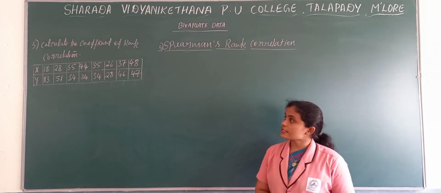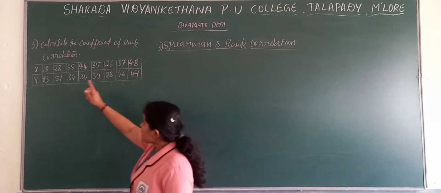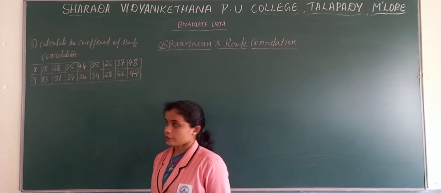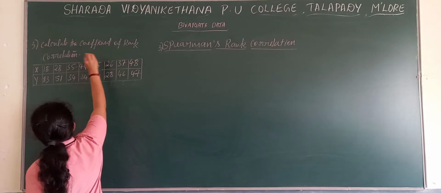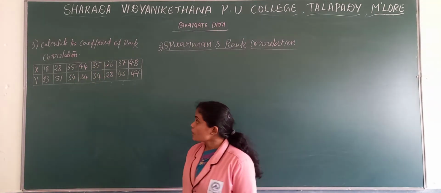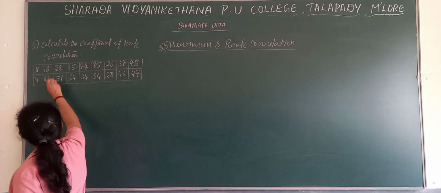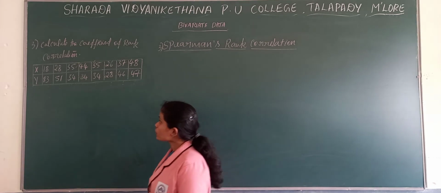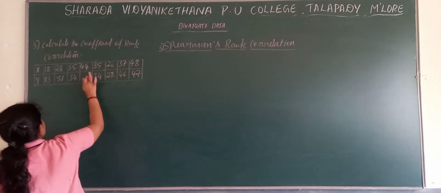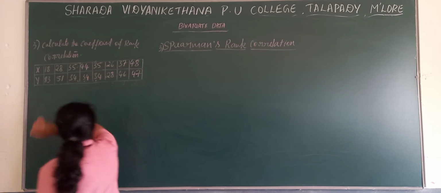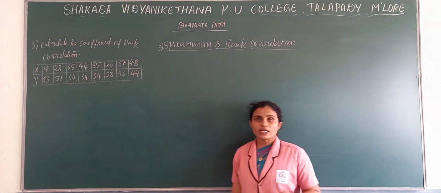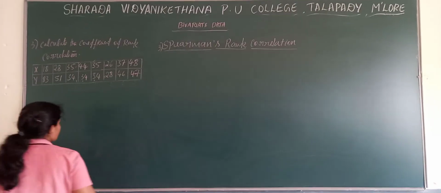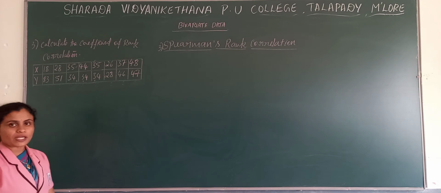Now if you observe this series: 18, 28, 35, 44, 35, 26, 37, 48. 28, 46, 47. So in the Y series, 34 is repeating thrice. So when we get values like this, how to solve the rank correlation, or how to find the Spearman's rank correlation? First we will prepare the table here.